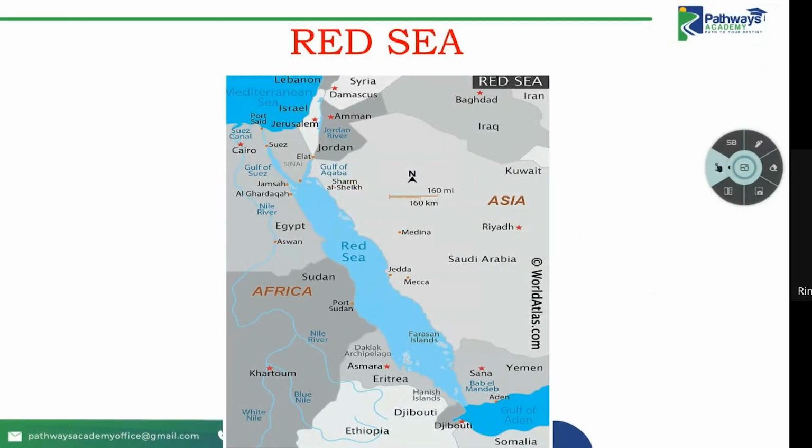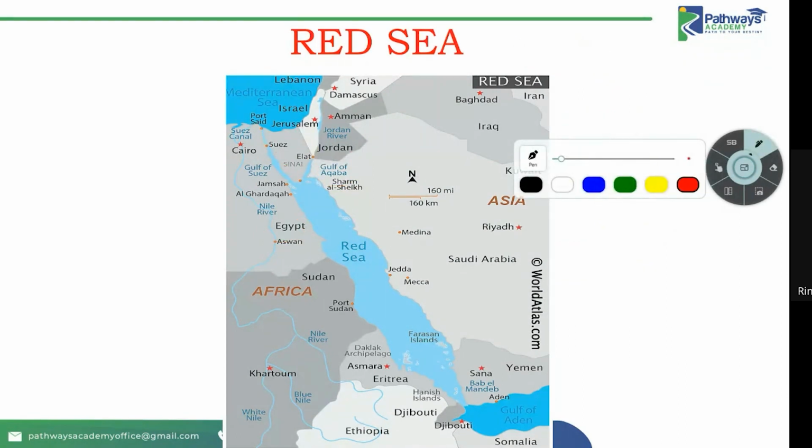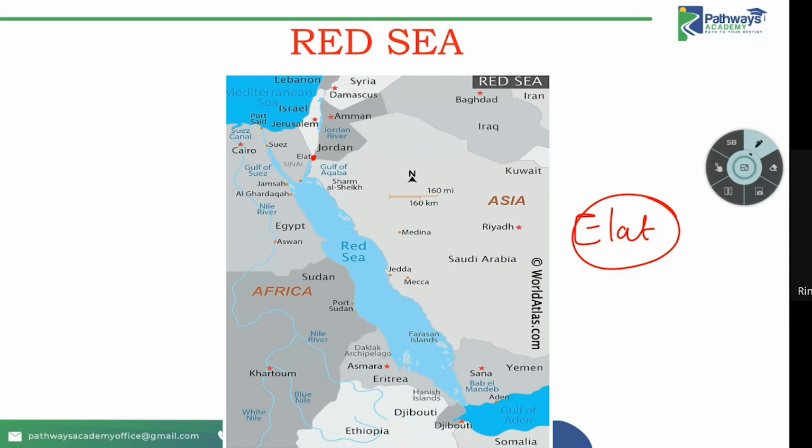The major important thing about the Gulf of Aqaba is that there is a port in it. That port is known as Elet Port. It is the port of Israel. Please write it down. This is the second port we are studying in this session. The first port was Haifa, in the Mediterranean Sea. The second port present in Israel is Elet. What is the significance of Elet port?